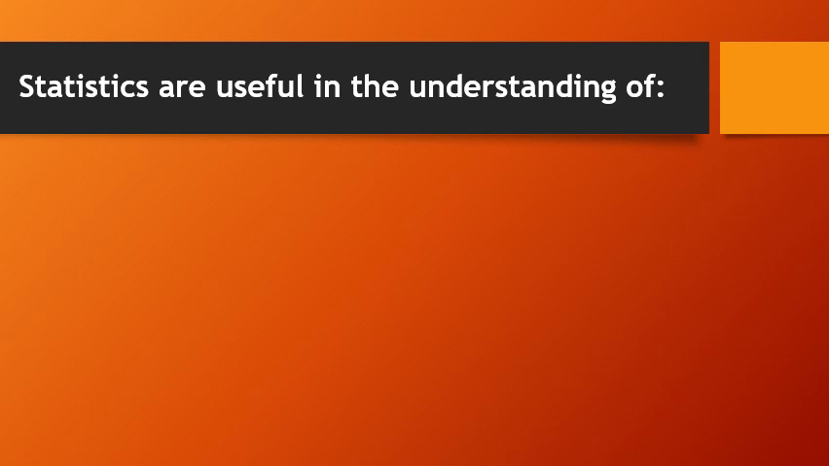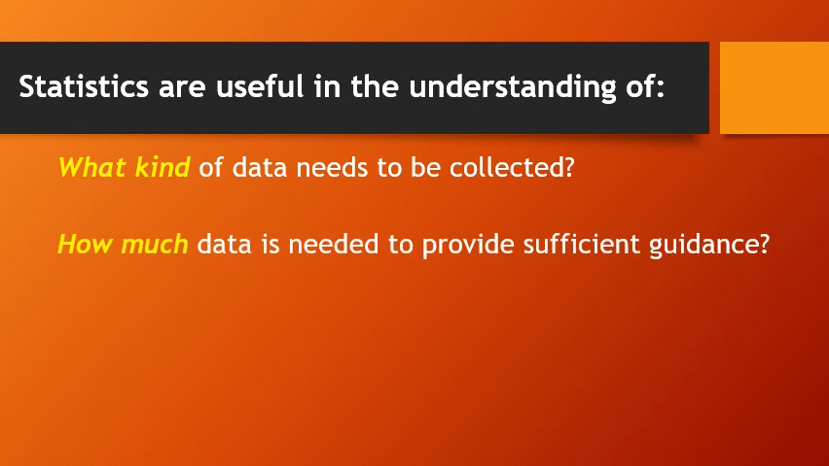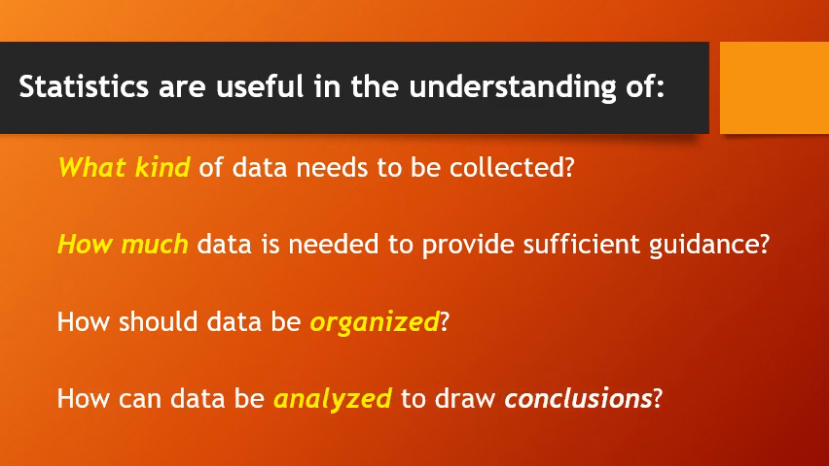All right, statistics are useful in the understanding of what kind of data needs to be collected, how much data is needed to provide sufficient guidance. For example, if you were going to poll some people to see who you thought was going to be president, you wouldn't just poll 10 people. The results of that would not provide guidance for us to see who was going to be president. You would have to poll several thousand people or more. How should data be organized? And finally, how can data be analyzed to draw conclusions?